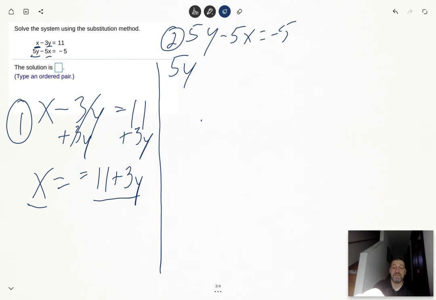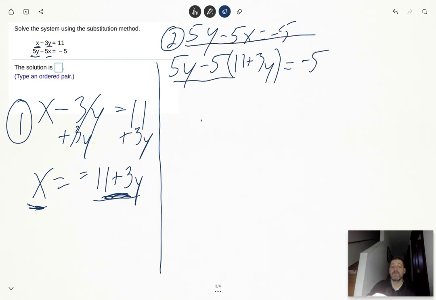So 5y stays the same, minus 5. What's our x now? Our x is this 11 plus 3y. So I'm going to put that in parentheses because we're going to have to multiply by the entire expression. And that should still be equal to negative 5. So the only thing that changed from here to here is this x was substituted with that 11 plus 3y.